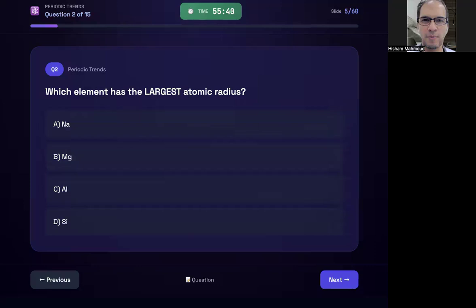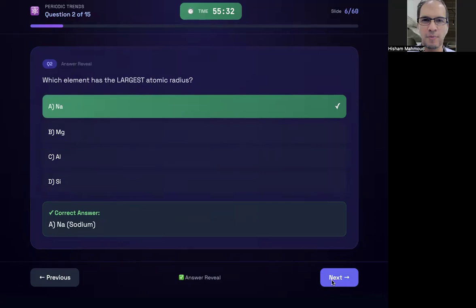Let's see question number 2. Which element has the largest atomic radius? Is it sodium, magnesium, aluminum, or silicon? The correct answer is sodium. But why is the correct answer sodium?